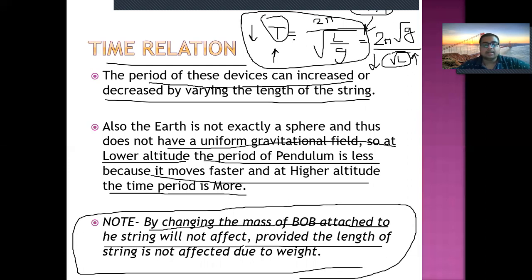Because of this, even if you increase the mass by 10 times, 1,000 times, or even 1 lakh times, nothing will happen unless the string is stretched, or the length of the string is increased or decreased.